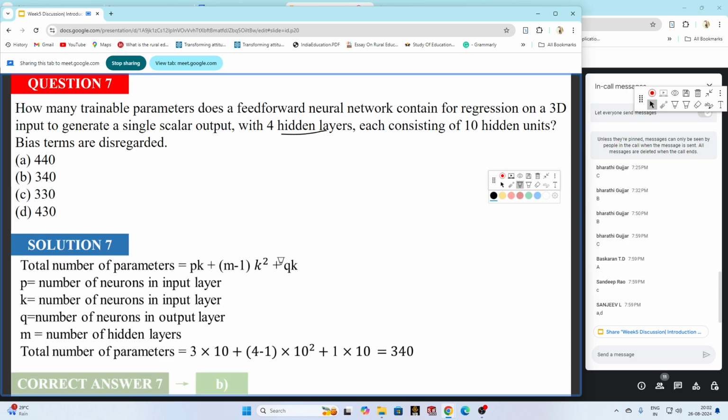So we will be using the same formula, that is pk plus (m minus 1) k square plus qk. What is p? P is the number of neurons in the input layer. Here you have 3 neurons in the input layer. Then you have 4 hidden layers, each containing 10 neurons.